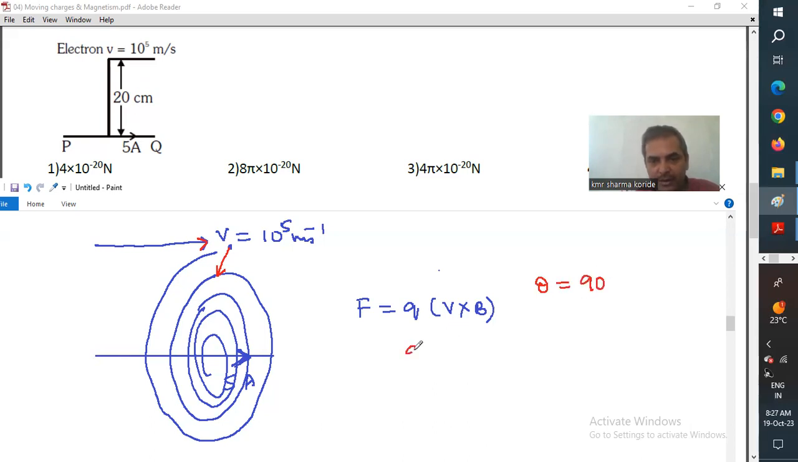Once you remove the cross product, there will be sine theta. Sine 90 is 1. But what is the field here? They mentioned this distance as 20 centimeters. So at 20 centimeters, when current flows through a conductor, what is the magnetic field? B is equal to, use Ampere's rule, mu naught I by 2 pi R. So mu naught is 4 pi into 10 to the power of minus 7.